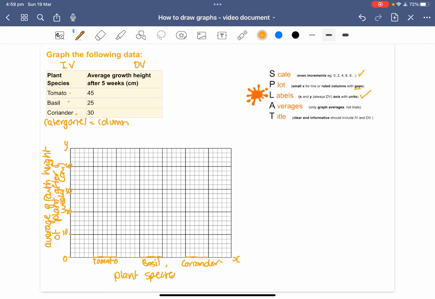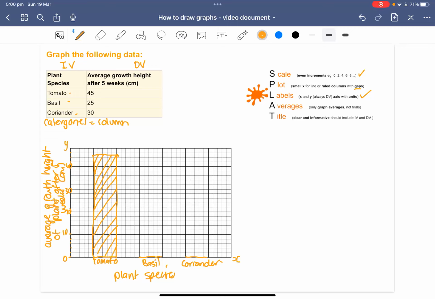So for the tomato, remember using a ruler, I need to go to 45. So we know that these boxes must each be worth 2 if this goes from 0 to 10. So 2, 4, 6, 8, 10. So I'm going to go here to 42, 44, and then that would be 46. So it must be in between those 2 boxes there. And using a ruler, draw my bar. Okay, now if it's hard to see your bar because it's on the lines, don't shade it in, but you can just do some lines through it like this so that you can clearly see where your bar is.